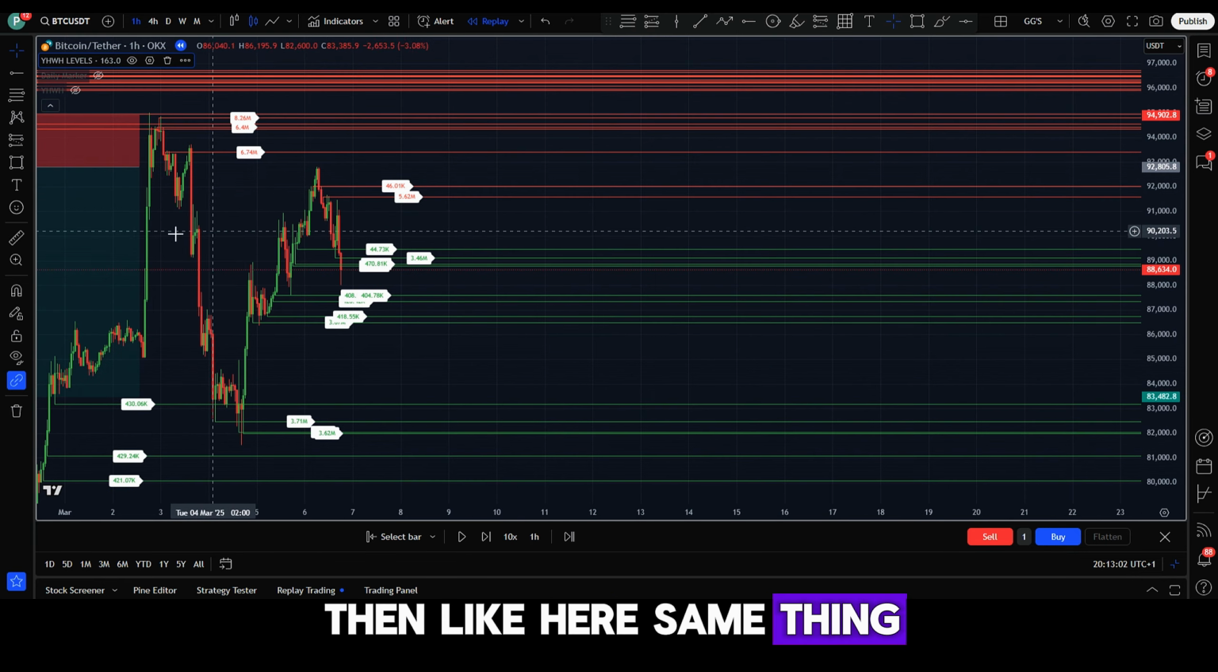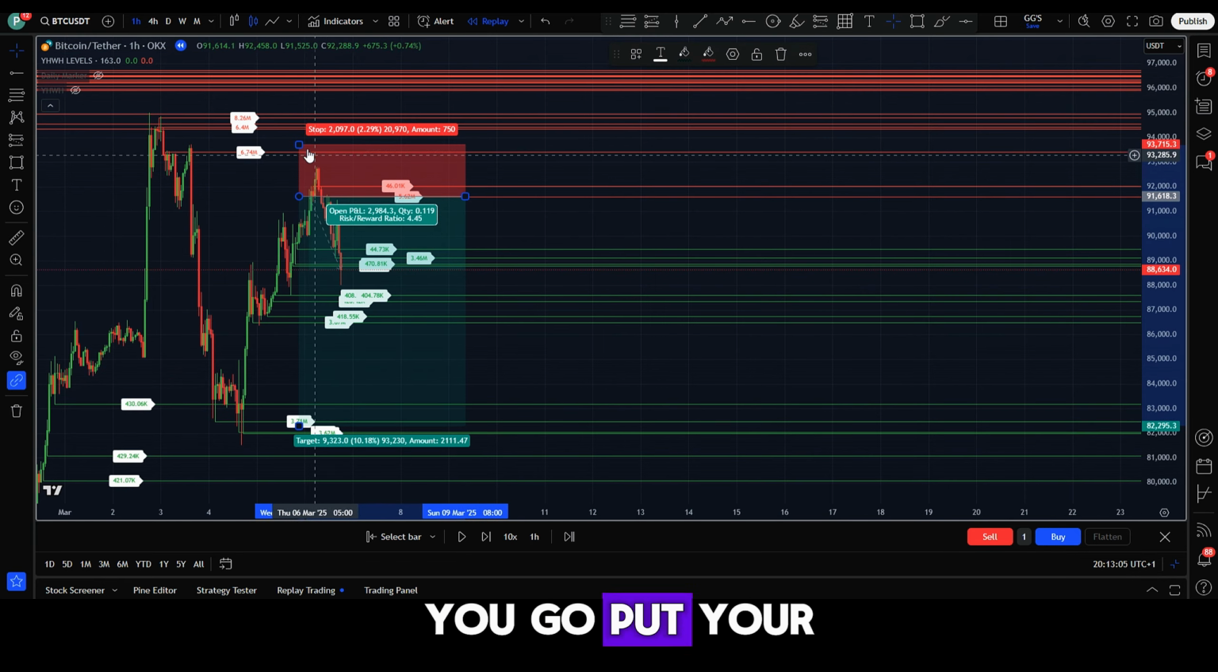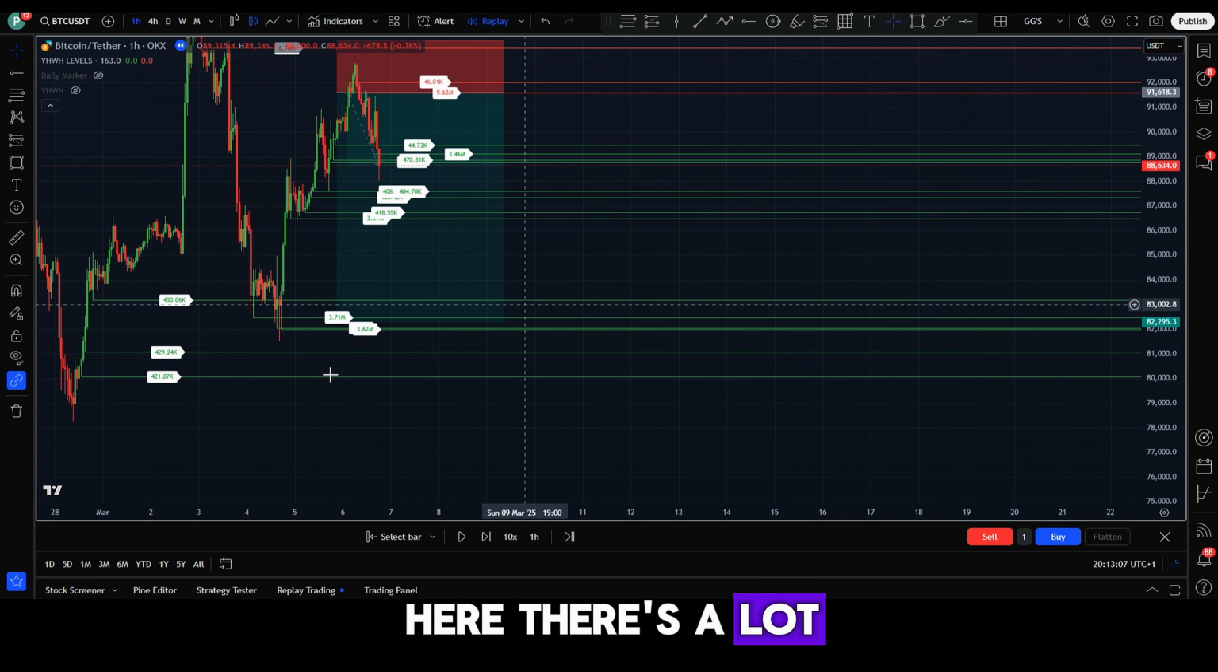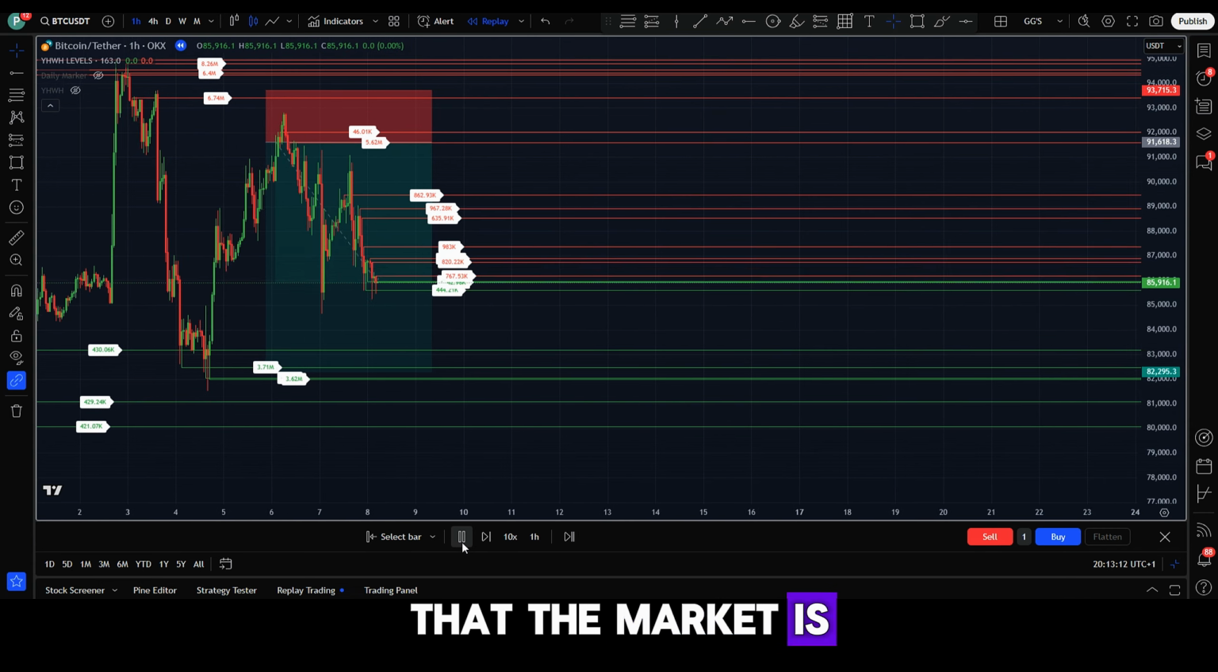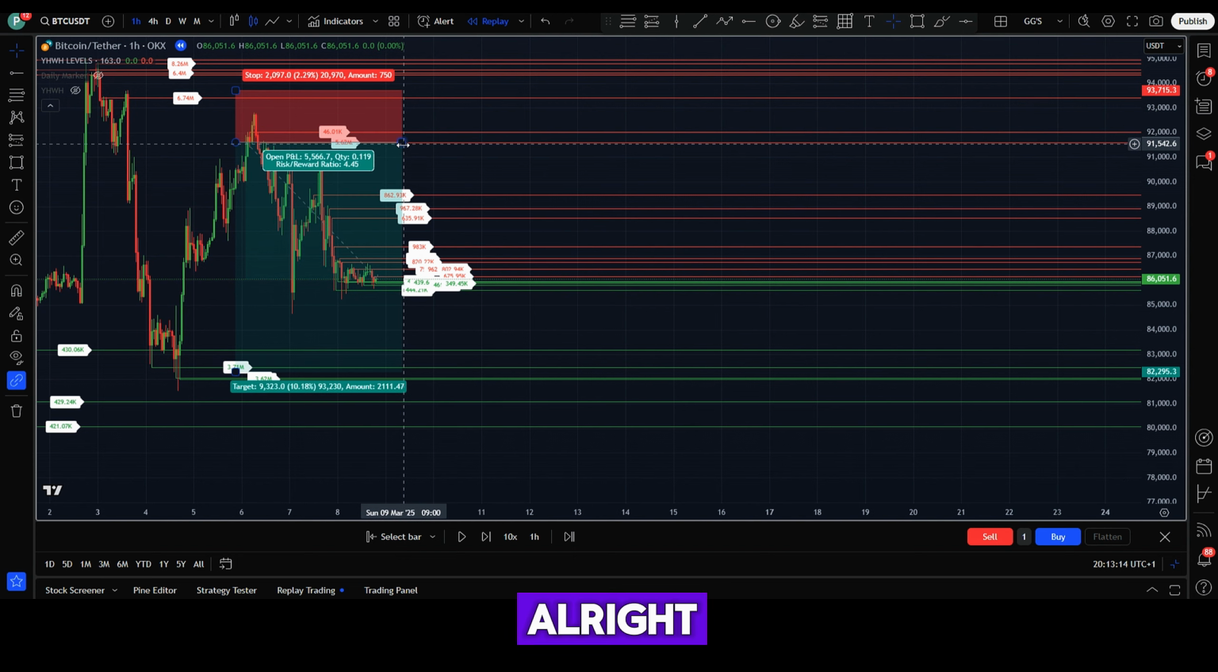Then like here, same thing. Market was going up. You put your stop loss there. Here, there's a lot of liquidity accumulated there. It's a high possibility that the market is going to go there.